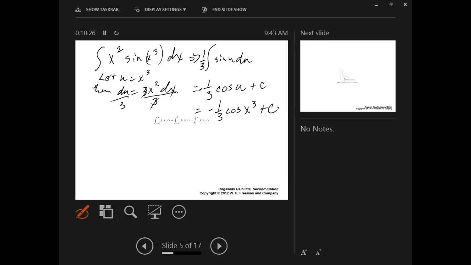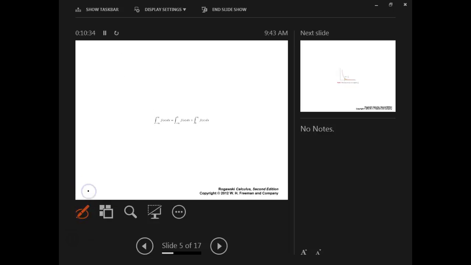Here's another one. I think I'll clear this. Are y'all okay with it? Okay. This is a weird looking one. What if we're integrating e to the sine x cosine x dx? How would you do that?